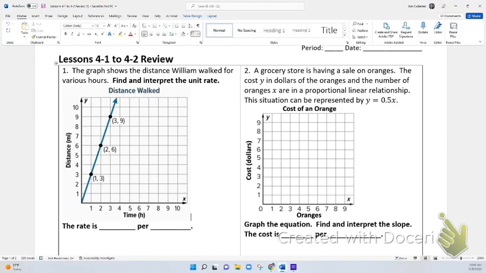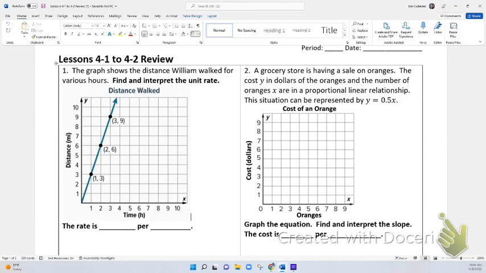But anyways, today we are doing lesson 4-1 to 4-2 review. Tomorrow we do have a quiz on this stuff, so even if you were at the walking field trip for AVID, you are still required to do this. If you get a bad score, you are more than welcome to retake this quiz. So without further ado, here we go.